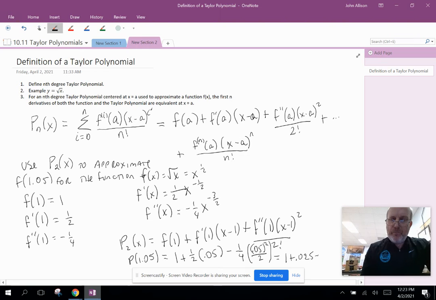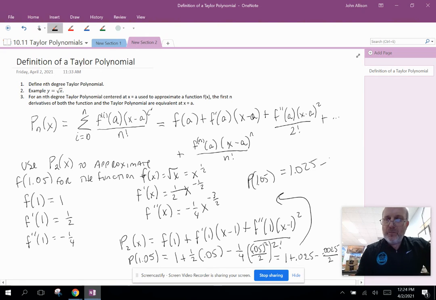And then this is going to give us minus, this is going to be 0.05 squared, which is going to be 0.0025 divided by 2, which is going to be 0.00125. So now I'm going to bring this up here. This is going to be p, so 1.05. It's going to equal, let's go ahead and do 1.025 minus 0.00125.